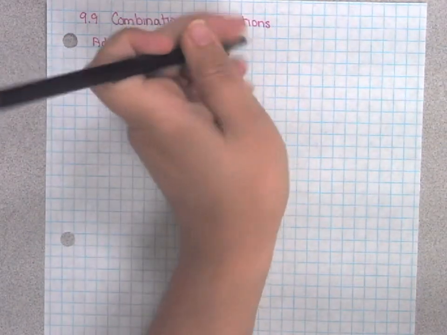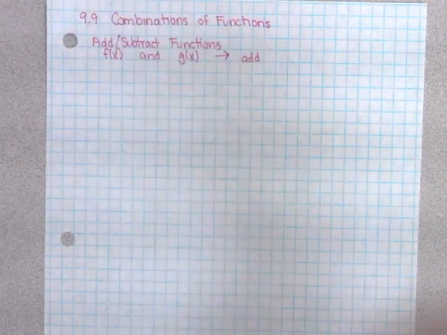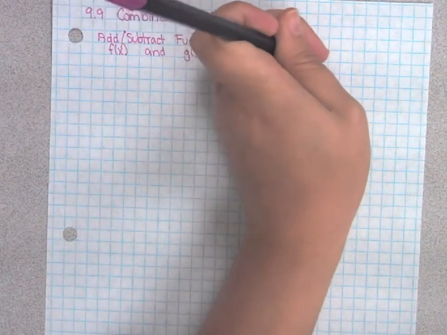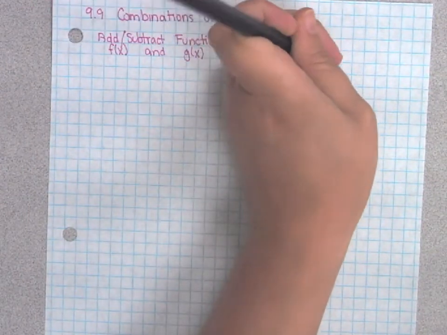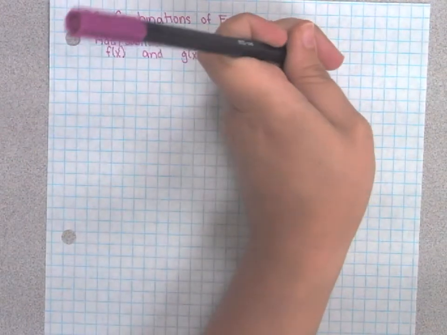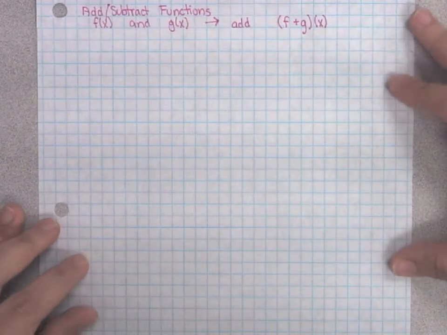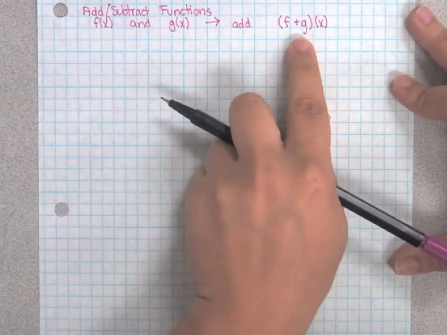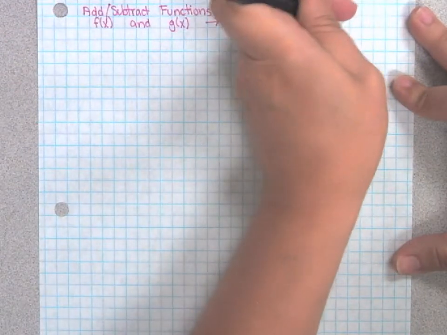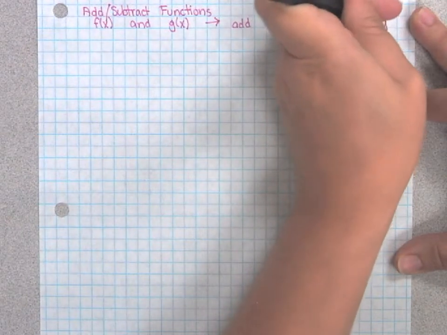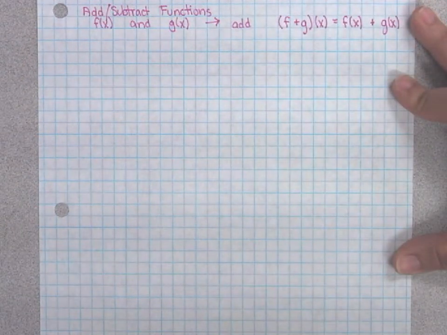For example, to add them, it would look like this. Parentheses, f plus g, close your parentheses. Next set of parentheses just with x next to it. So this literally means we would take the f function, write it down, and then we would add it to the g function, whatever the equations are. You literally just add the like terms together and simplify it. Literally what that means.